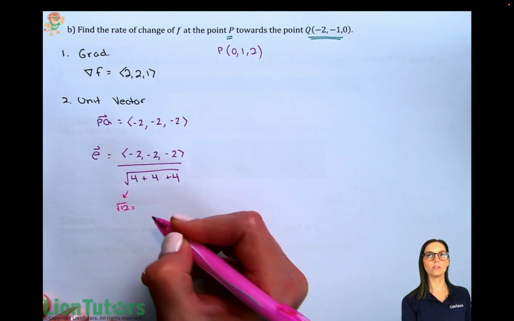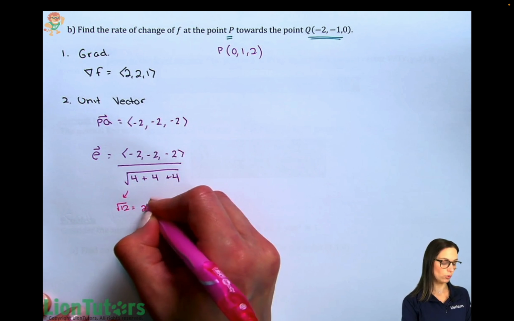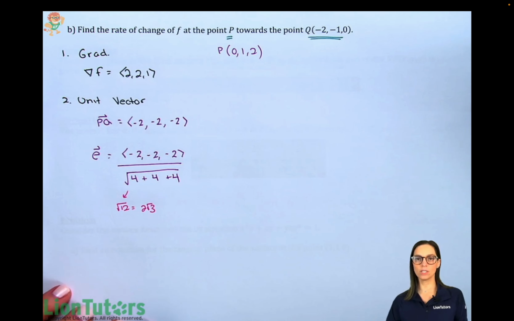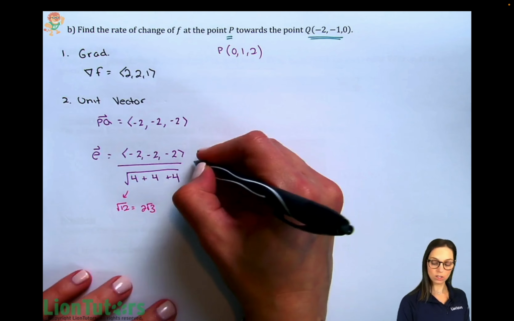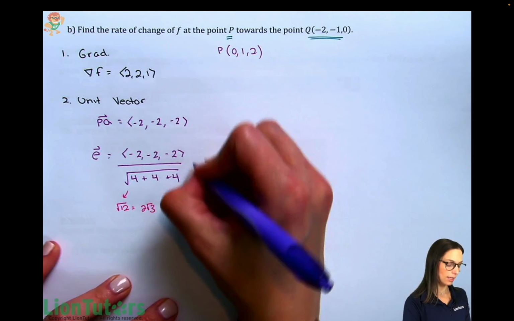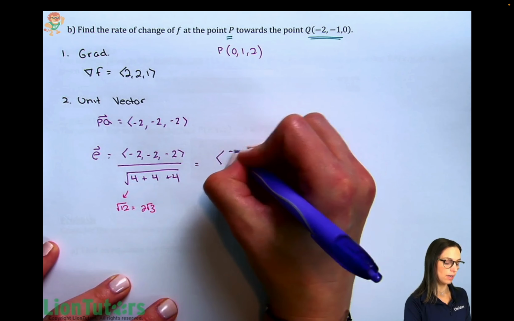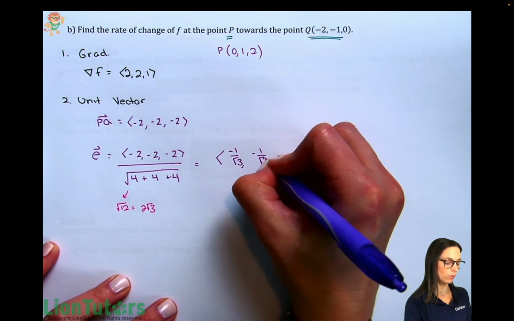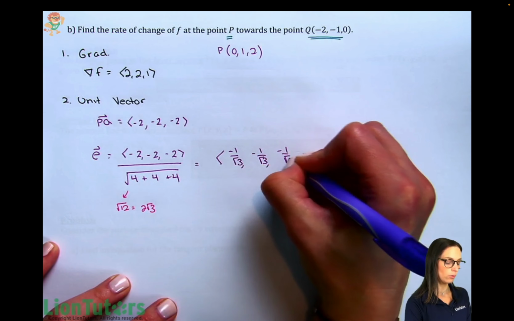And root 12 is 4 times 3, so that would be 2 root 3. So we're taking all these negative 2's and dividing them by 2 root 3's. So the 2's will cancel, and we're going to end up with a unit vector of -1 over root 3, -1 over root 3, -1 over root 3.